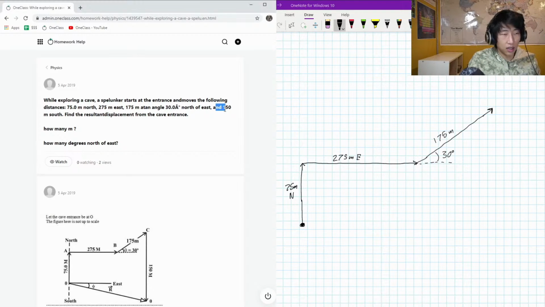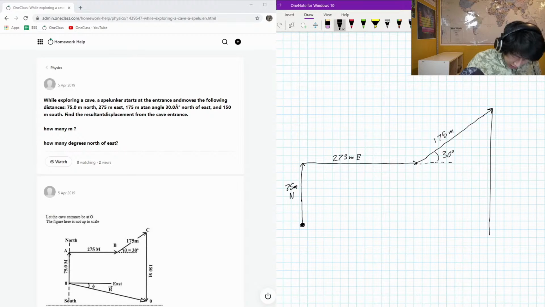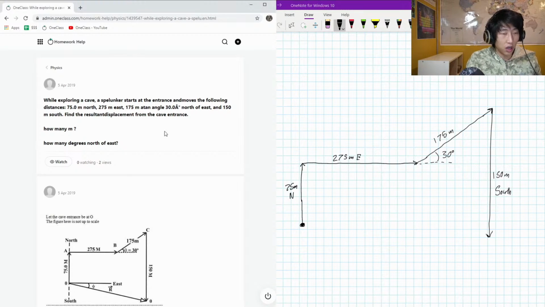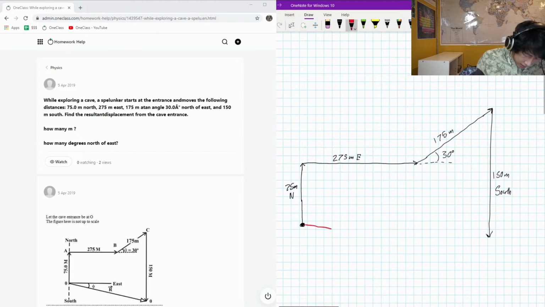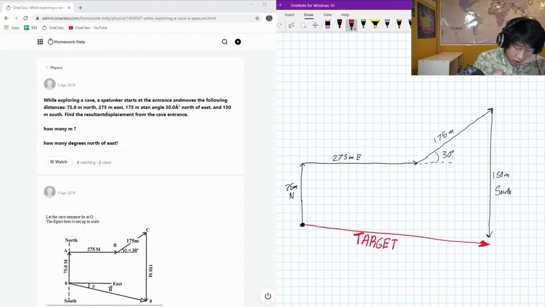And our last little step of the journey, 150 meters directly south. It's going down for real. Something like this. Okay, so our first thing that we're going to try to find here, to draw this more precisely, is like this. We are looking for this vector right here. This is our target. We are looking for its magnitude as well as its angle.